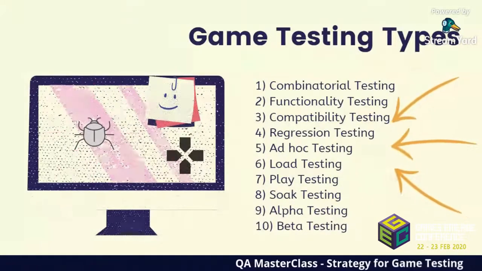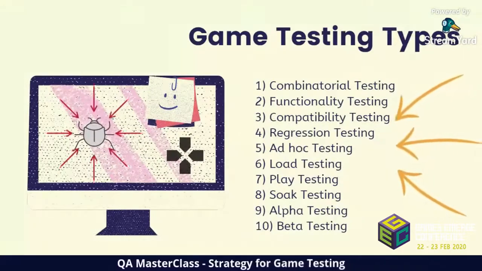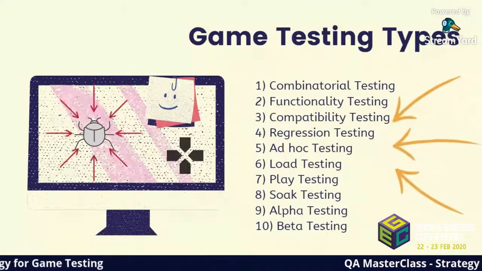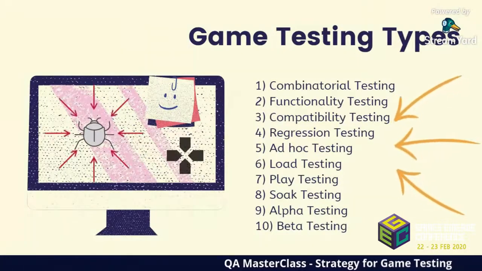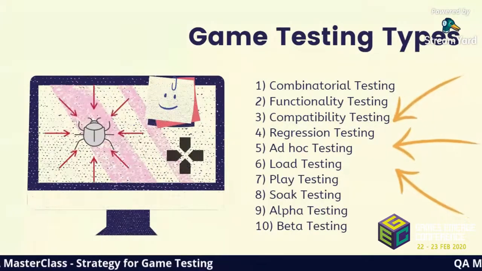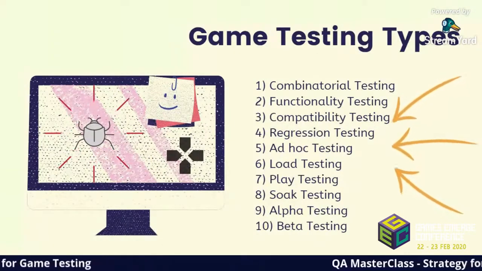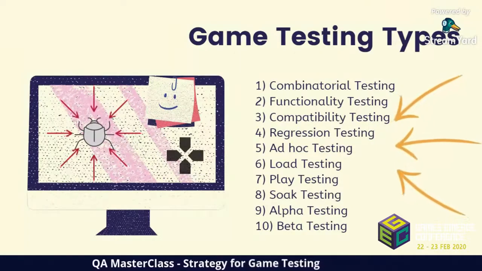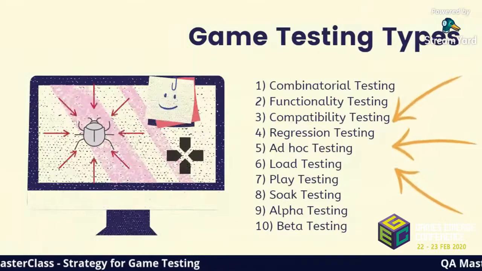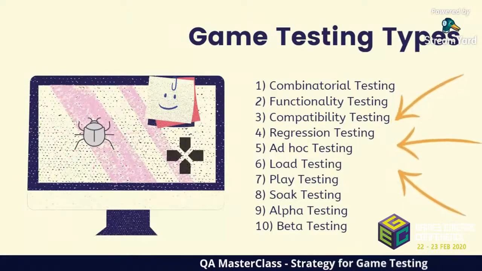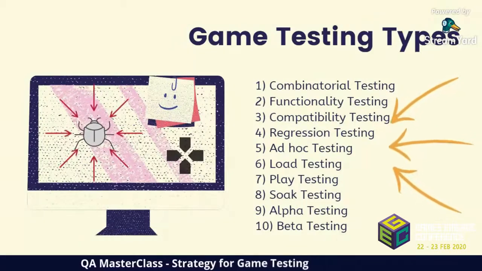Number two, functionality testing. When we talk about functionality testing, it means the key functionality. For example, forget about the performance, forget about the layout. The core feature of the game should be working. If my character is supposed to jump and stand on a brick, it should be doing that. If my character is supposed to roll on the ground and then stand up again, it should be doing that. So the functionality of the game is not breaking. That's what you test here.